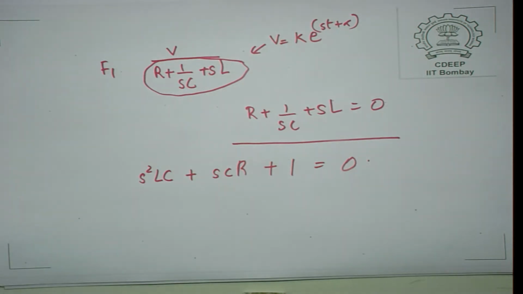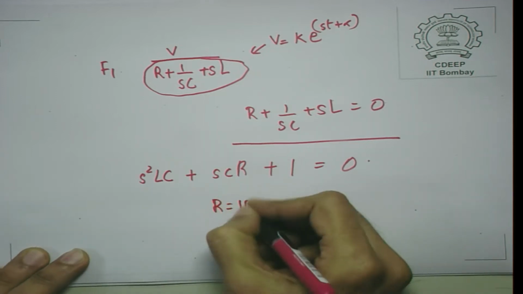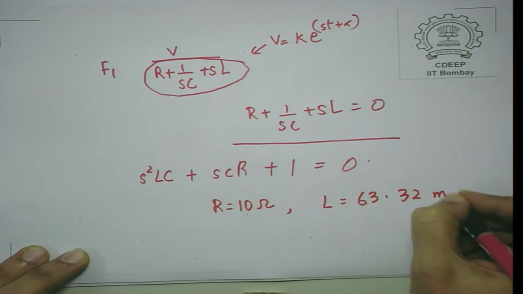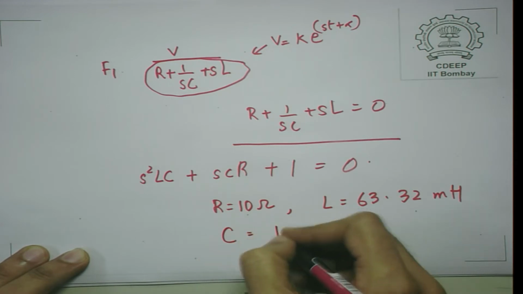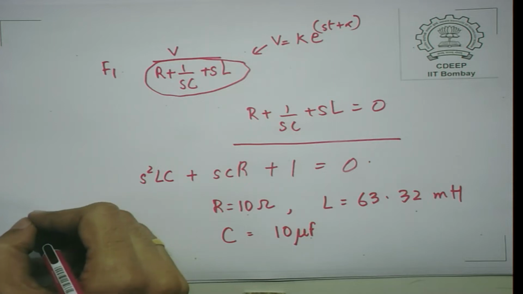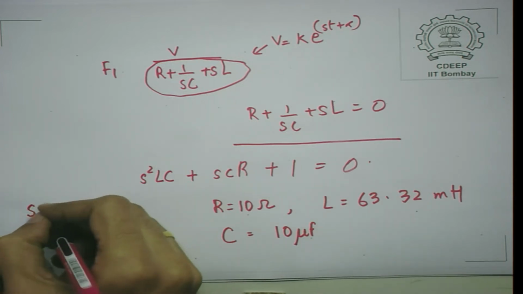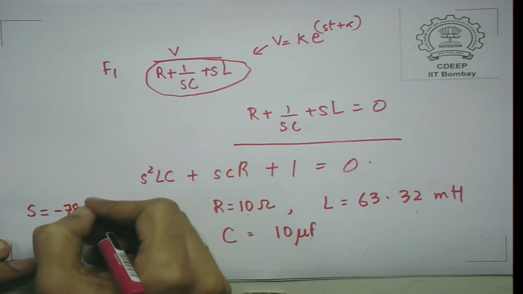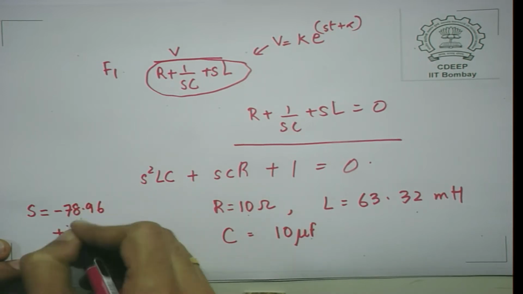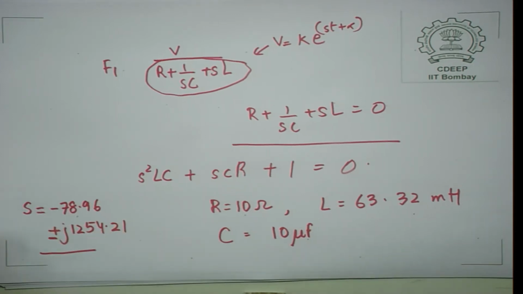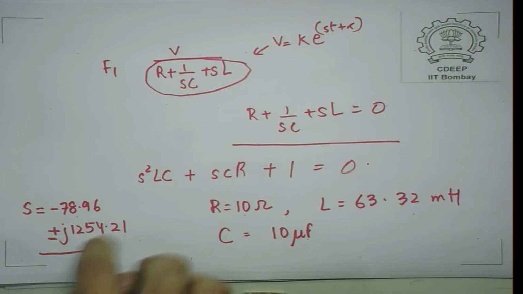So, for example, in case your R is equal to 10 ohm, L is equal to 63.32 millihenry, and C is equal to 10 microfarad, it turns out that the roots of this are, in fact there are two roots for this, and they turn out to be complex: minus 96 plus or minus J 1254.21. So, there are two roots which are complex, having a real part and an imaginary part.